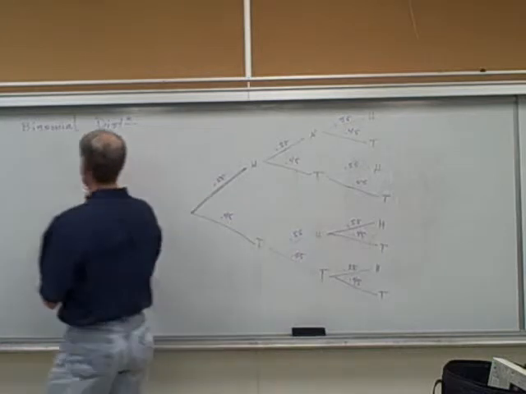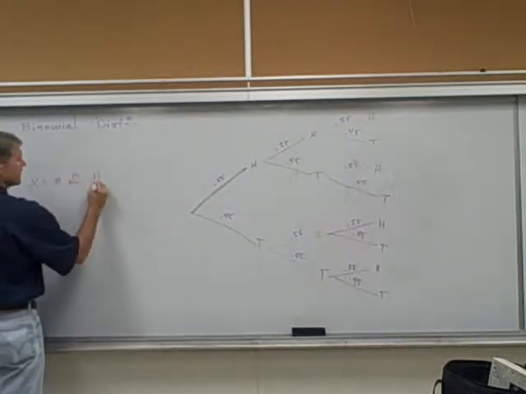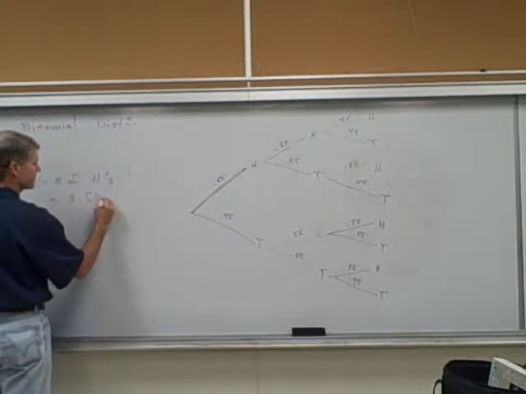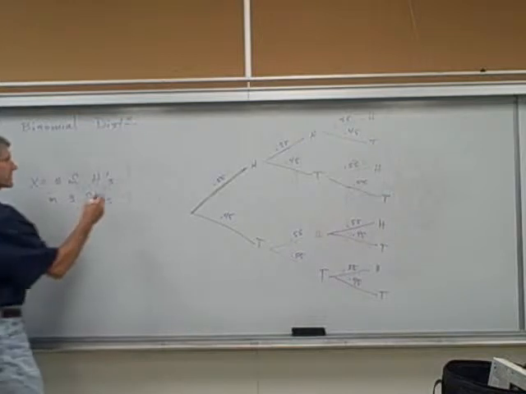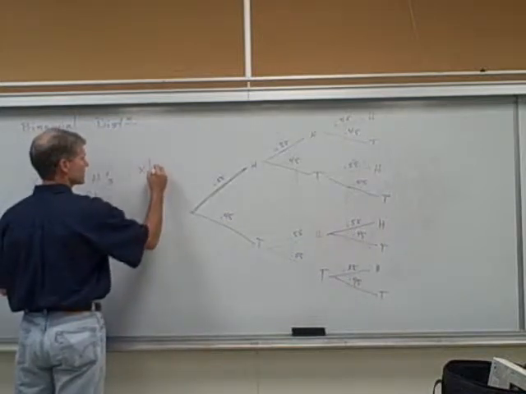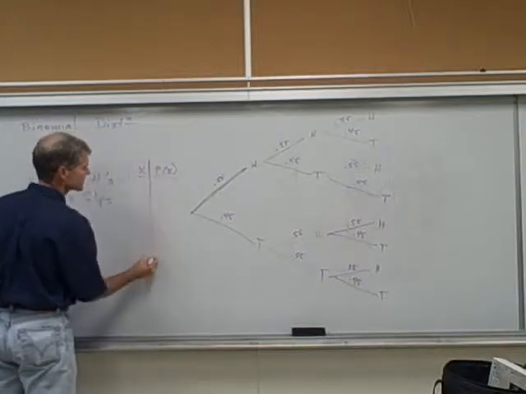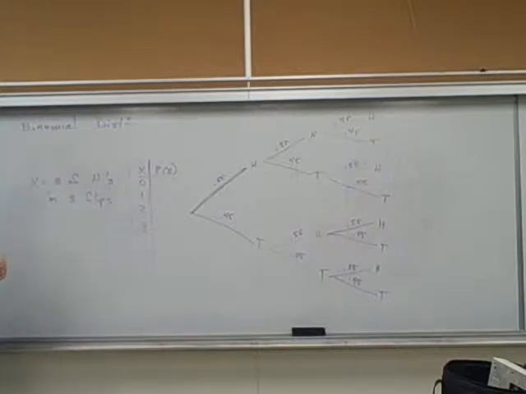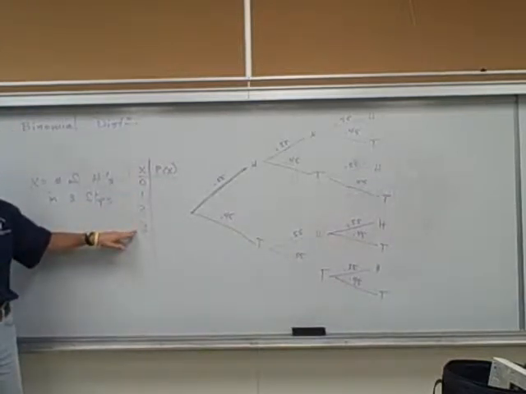Let me say it here. X equals the number of heads in 3 flips. Right? So we developed this probability distribution last time. Today what we're going to do is show that that actually is something called a binomial distribution. The number of heads could take on 4 possible values: 0, 1, 2, and 3.